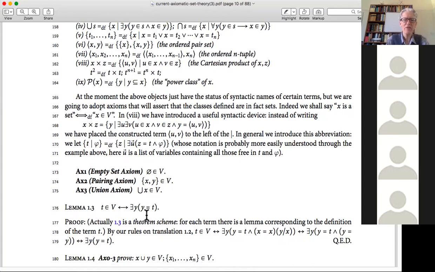So the idea is that really we can only legitimately write something down to the left of the epsilon sign if it's a set. This is our motivation here. We don't want to have proper classes like the Russell class or V itself to be on the left of the epsilon symbol.